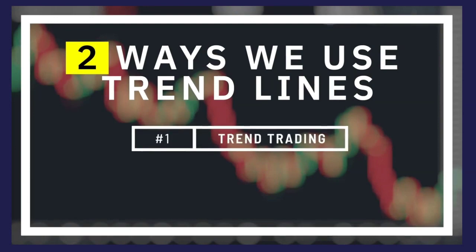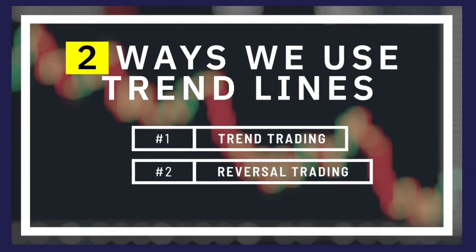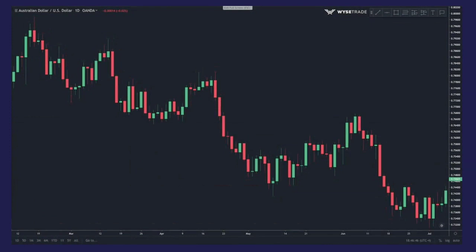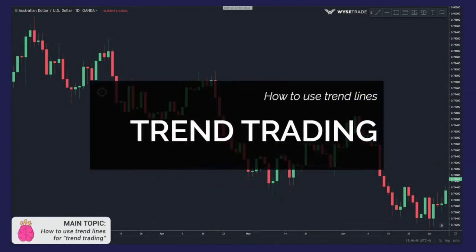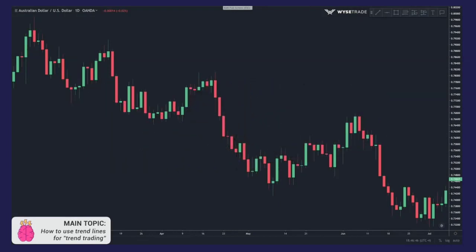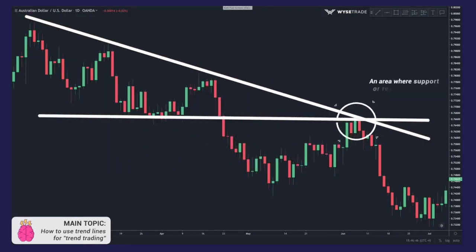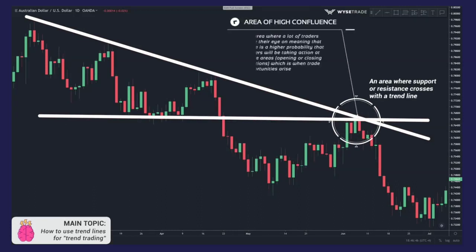So we use trend lines in combination with price action in 2 key ways. The first is for trend trading, and the second is for reversal trading. Let's start with the first, which is trend trading with trend lines. Now, here is exactly what you want to look for when trend trading with trend lines, which is an area where support or resistance crosses with a trend line. This cross point is also what we call an area of high confluence.